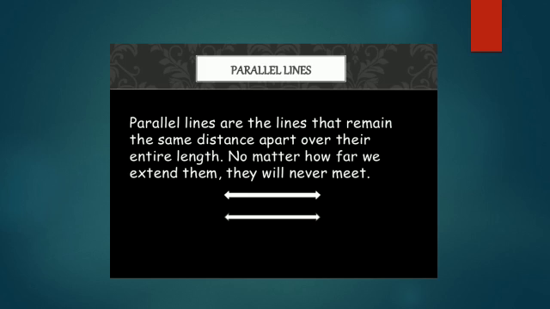Parallel lines. Parallel lines are the lines that remain the same distance apart over their entire length. The two lines never meet. The two lines never cross each other. The best example for parallel lines is a railway track.